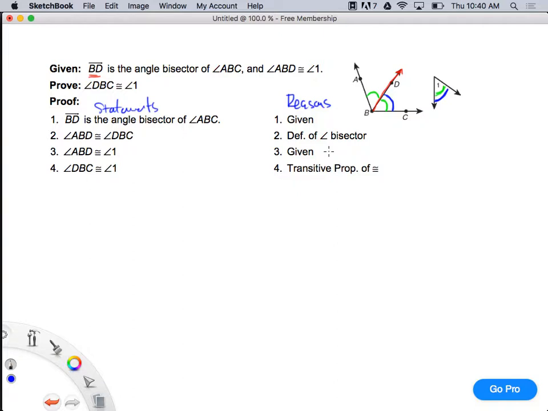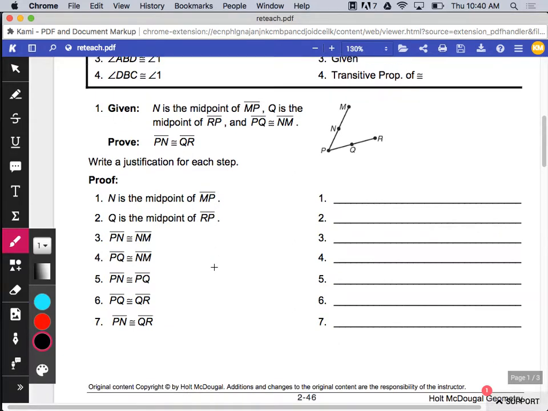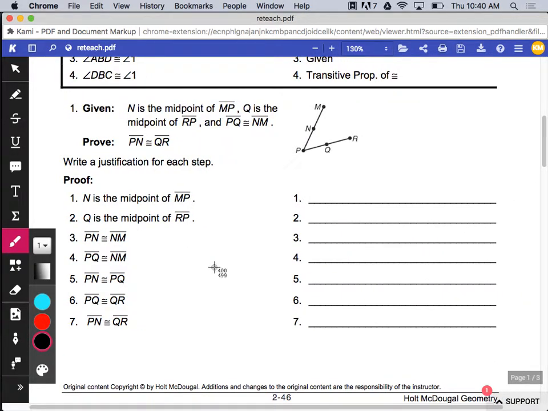that was our conclusion. The whole thing we're trying to prove is that angle DBC is congruent to angle 1. Bam. So angle DBC is congruent to angle 1. So that's our last thing because we proved it. You see? That's the whole thing we were trying to prove. Now, the next thing is it gives us this opportunity to do the same thing.